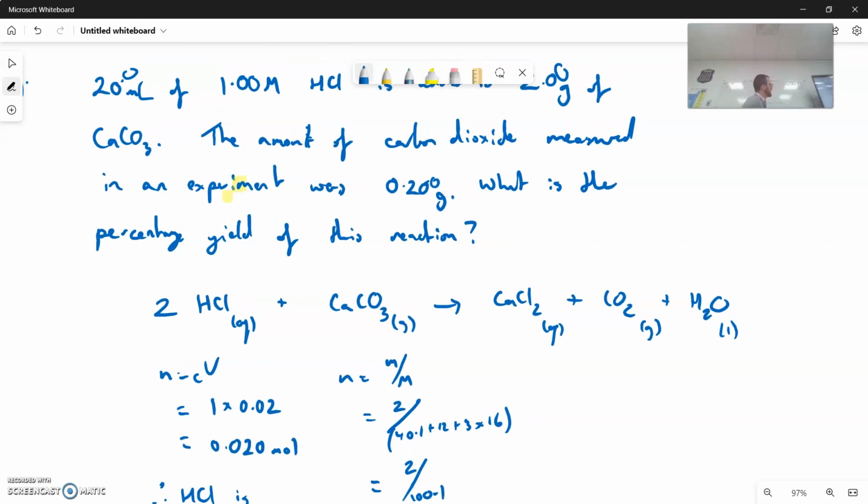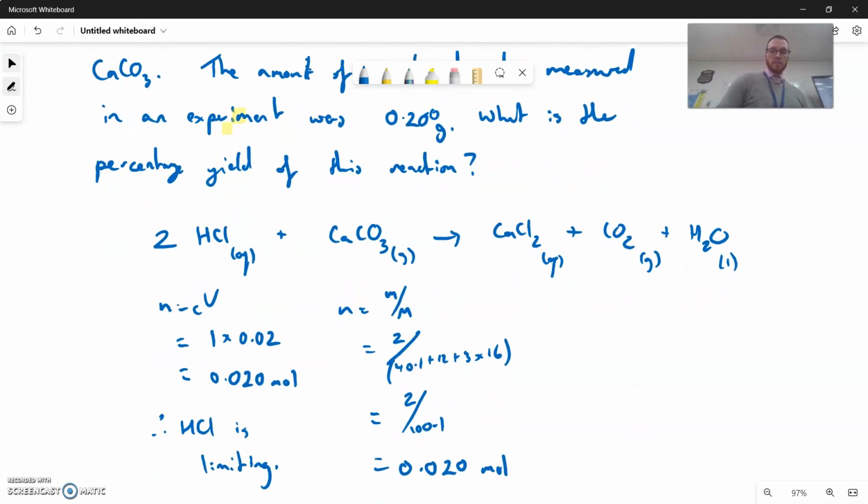Hydrochloric acid plus calcium carbonate gives us calcium chloride plus carbon dioxide plus water. Put in my known values. Hydrochloric acid, number of mole equals concentration times volume. I've got 1 molar times 0.02 litres. 0.02 mole. Cool, makes sense. Calcium carbonate, I've got 2 grams. It's not a solution, so n equals cV doesn't make sense. I'm going to use n equals m over M. 2 divided by the molar mass, which is 40.1 plus 12 plus 3 lots of 16 is 100.1. I end up with 0.02 mole.